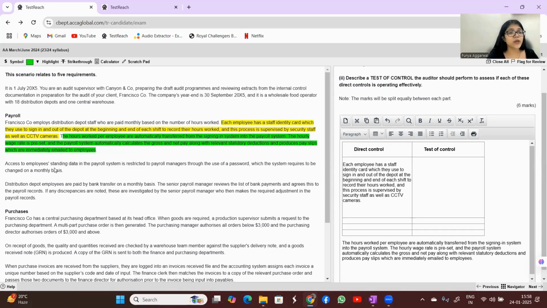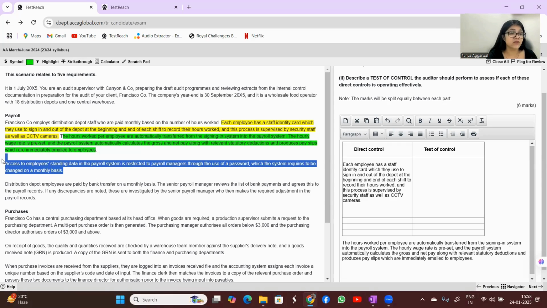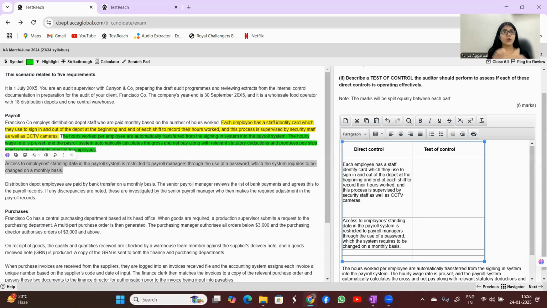Okay. Access to employee standing data in the payroll department is restricted to the payroll managers through the use of password, which the system requires to change on monthly basis. Very good process, I think. This is a direct control, because if only one person is having the access of the passwords of the restricted records, then of course there will be less chances of frauds and errors happening, right? And that password also is regularly changing.